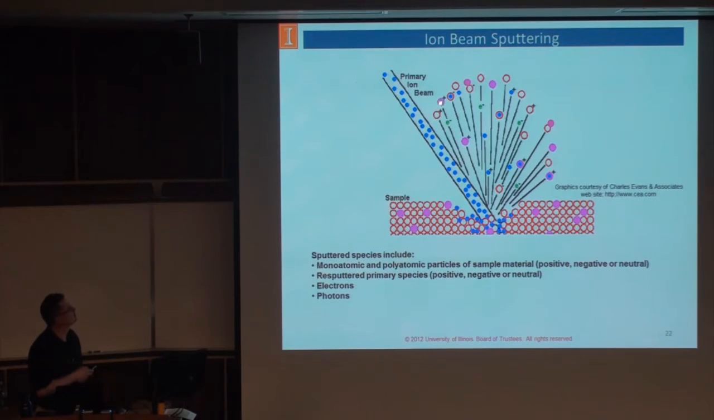Some of them are charged, plus or minus charges. Some of them are just elements by themselves. Some of them are molecules, as you can see, where you have the circle and this dot. You have electrons coming out, you have light coming out potentially, but we don't really look for light. And you also have primary beam getting sputtered back out. So you have lots of things coming out. The key here to note is that the only ones that we can measure are the ions, so the atoms or molecules that come out that have a charge.